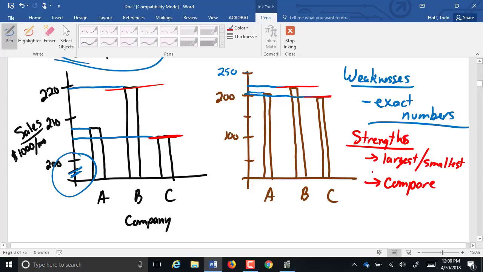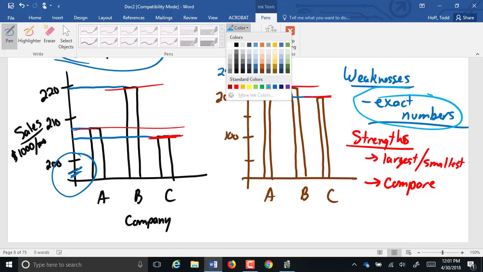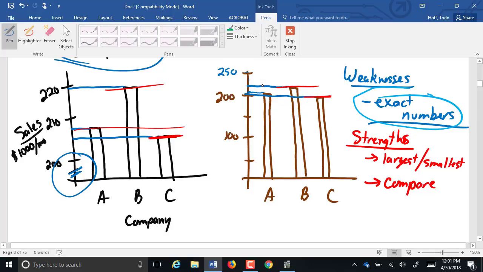Now, there's only 3 items here, so there's not a lot of comparisons. Let's say I asked you, which is larger, A or C? Well, you look at it and see, well, A is a taller bar, so A is larger. So you can get those comparisons really quickly. But if I wanted to know how much larger is A than C, well, then we're talking about those exact numbers again. And that's where we'd want to go back to a table to get those exact numbers.